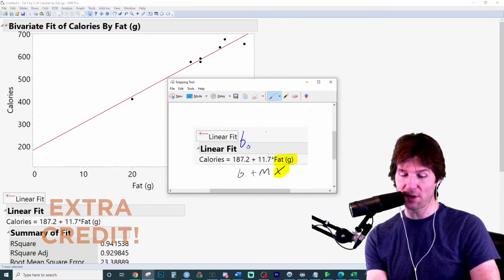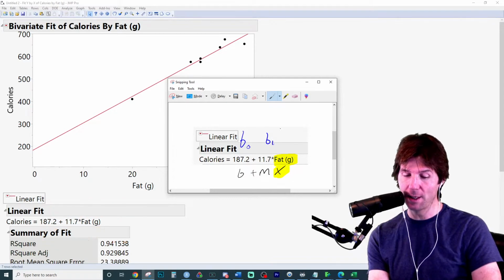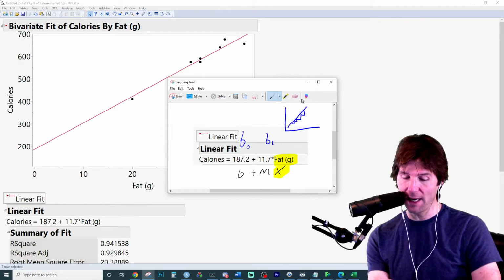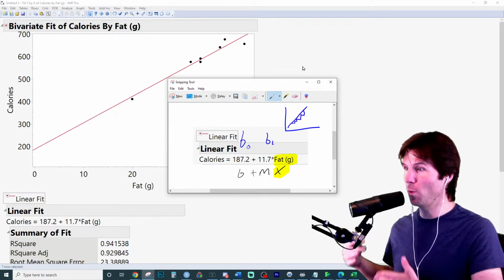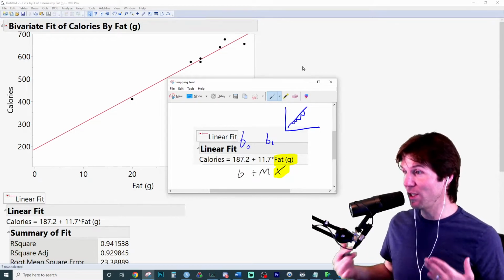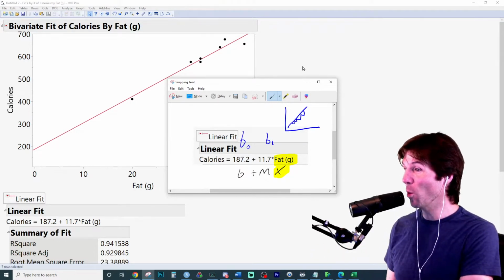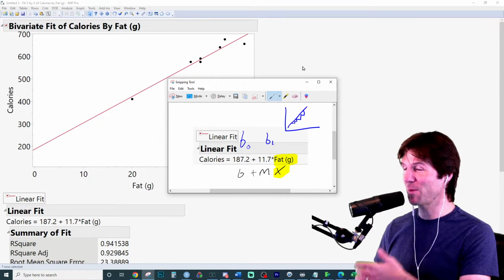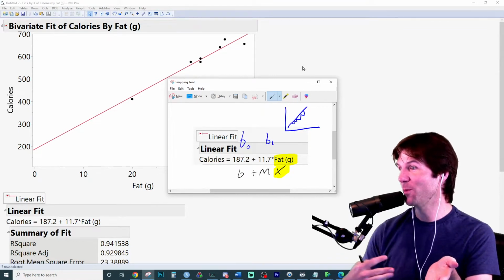And think about why we call this then B1, because it's B1 because on the line here, it's for each what of x. So it's B1 because it's for each one. Think about B1, each 1 unit.